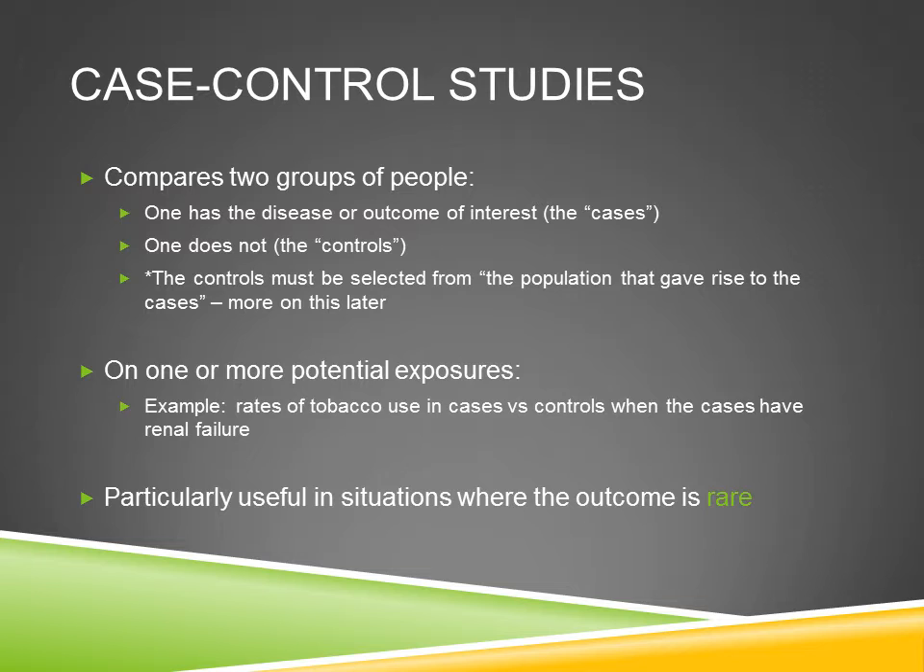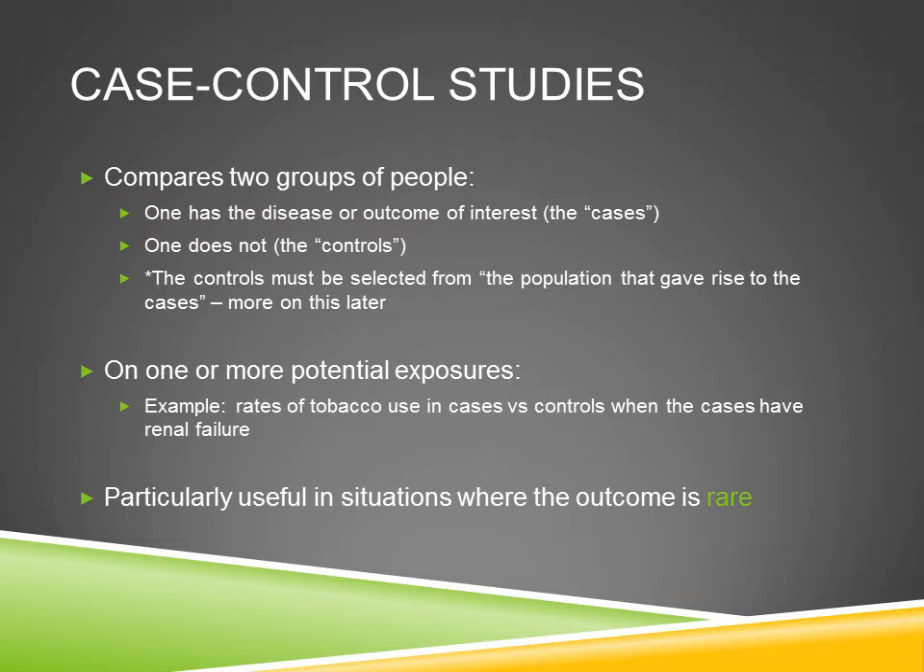And then those 2 groups, you do a look back and compare them on one or more potential exposures. For example, if you wanted to look at rates of tobacco use in cases versus controls when the cases have renal failure. By the way, I don't think there's any data equating tobacco use with renal failure, so I'm just throwing it out there as an association we know nothing about.